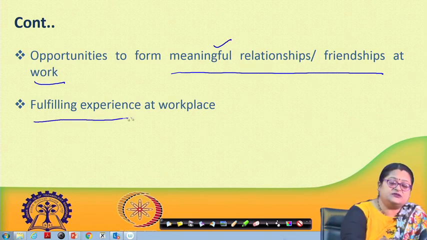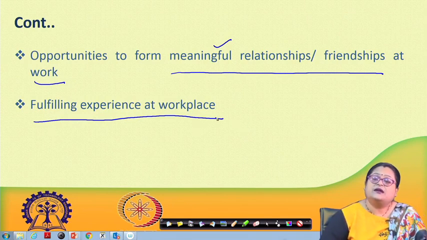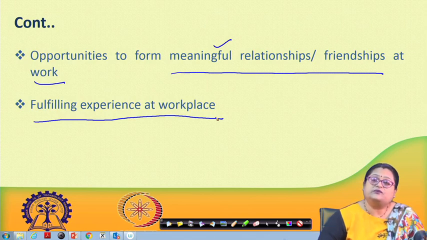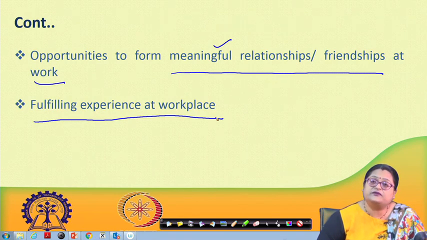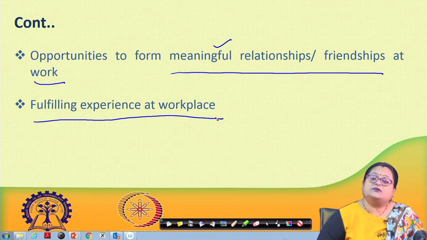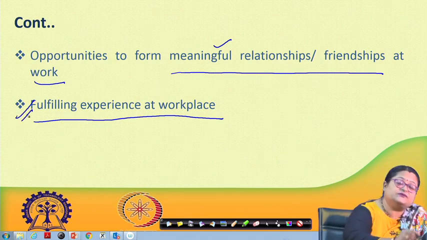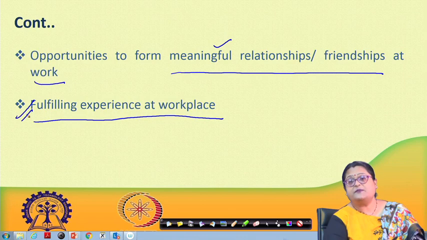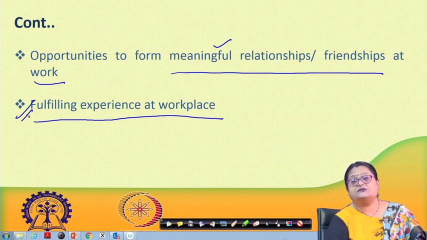Fulfilling experiences at work are also very important: how to set challenging goals, how to get the employees involved in those challenging goals, and how to give them a sense of fulfillment, what the rewards are, what incentives are to be given for it, and what recognition has been given for it. So, all these are going to design the fulfilling experience at work. We have to really design for this fulfilling experience at work, keeping in mind the employee's nature also.